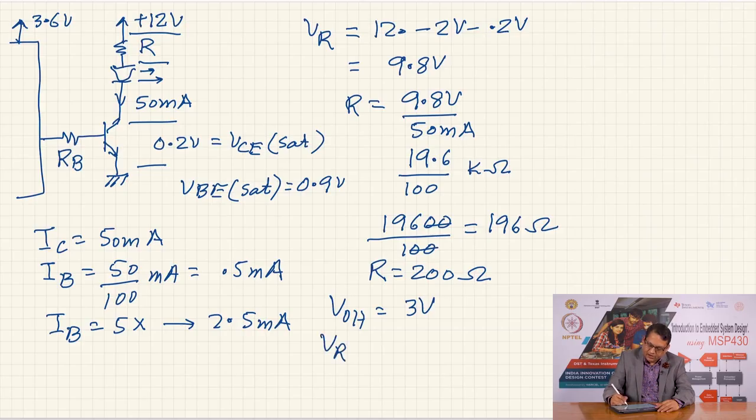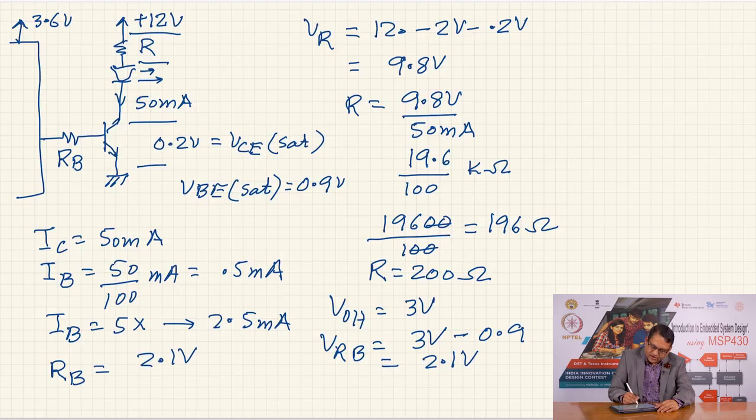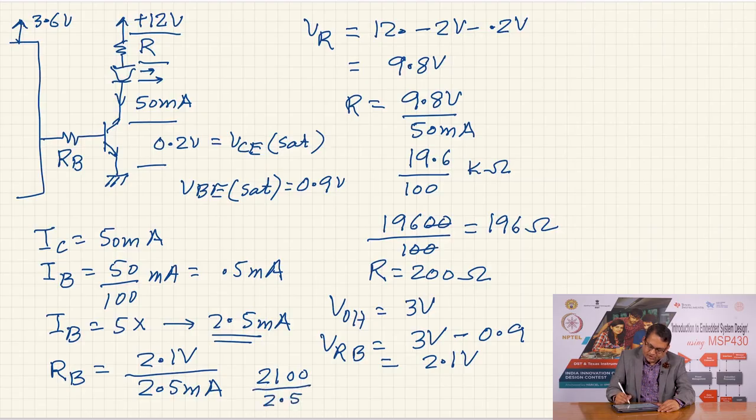Therefore, VRB is equal to 3 volt on one side minus 0.9 volts. This leads me to 2.1 volts, and therefore, RB is equal to 2.1 volts divided by the base current I am pushing, 2.5 milliampere, and so this will be roughly 800 ohms or something like that. So, it is 2100 divided by 2.5, these many ohms, roughly 800 ohms.